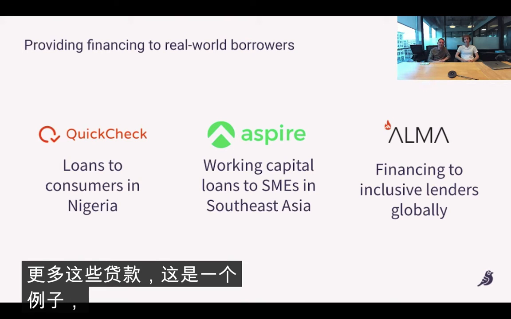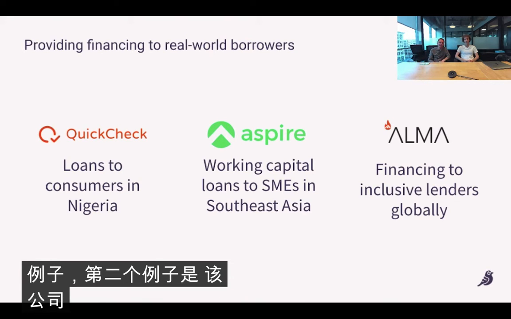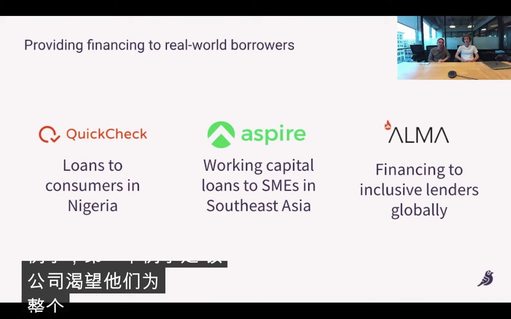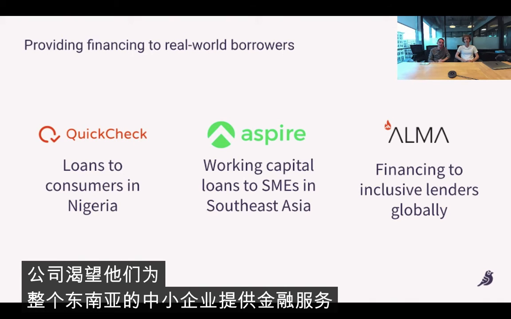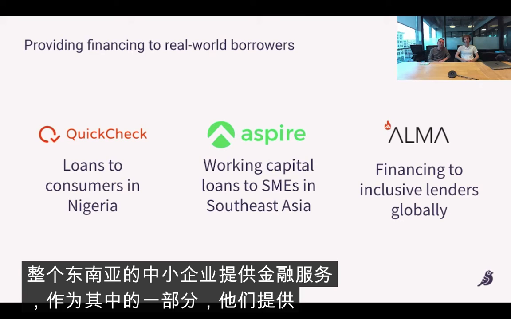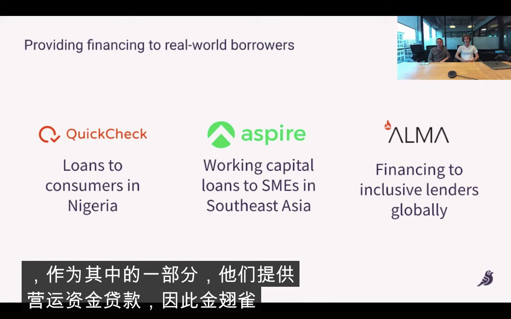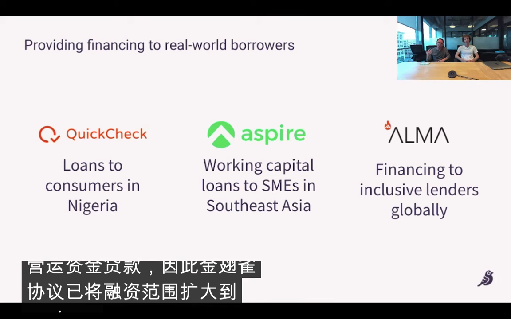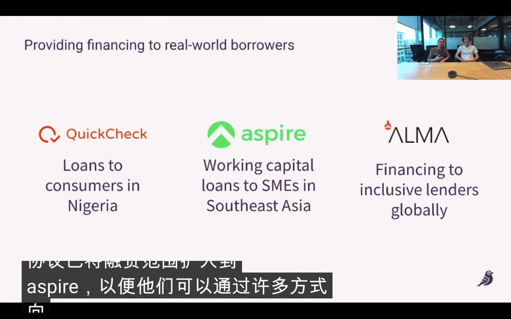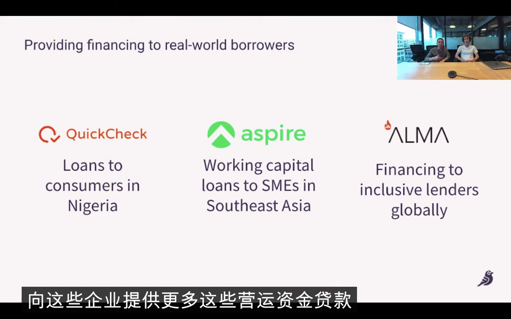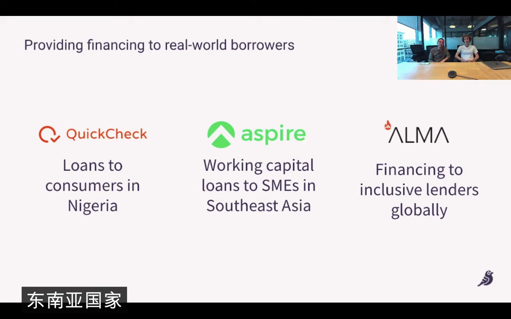So that's one example. The second example is the company Aspire. They provide financial services to SMEs throughout Southeast Asia, and as part of that, they provide working capital loans. So the Goldfinch protocol has extended financing to Aspire so that they can provide even more of these working capital loans to these businesses throughout a number of countries in Southeast Asia.